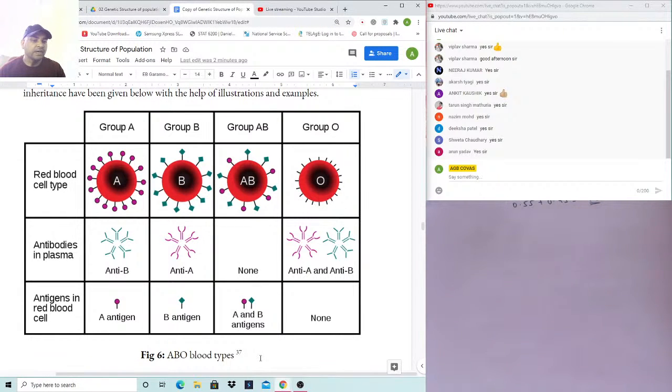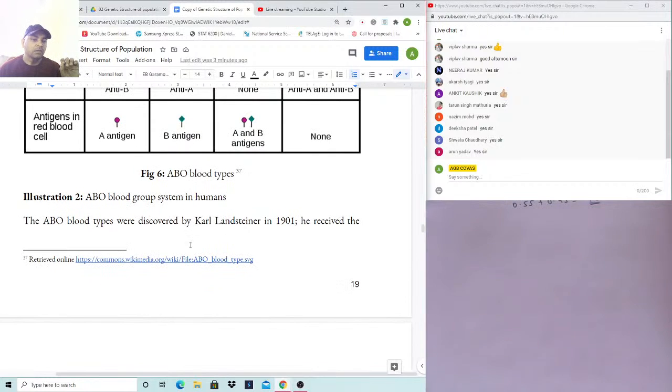So these are the different antibodies, and based on the antibodies and the antigens present in the red blood cells and plasma, we define the typing of the blood group, and this is the major blood group typing in case of humans. Okay. So now in this illustration, I will try to explain how the allelic and the genotypic frequencies in the ABO blood group system in humans are determined.